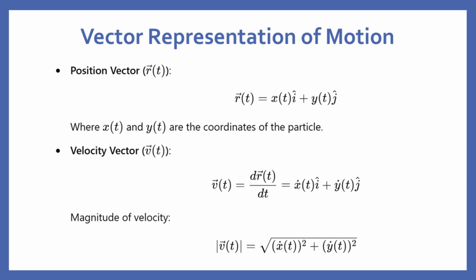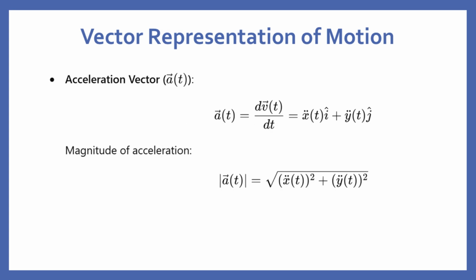The velocity vector, denoted as v(t), is the derivative of the position vector with respect to time. It is expressed as the sum of the time derivative of x(t) times the unit vector i and the time derivative of y(t) times the unit vector j. The magnitude of the velocity vector is the square root of the sum of the squares of the time derivatives of x(t) and y(t). This represents the speed of the particle at time t.